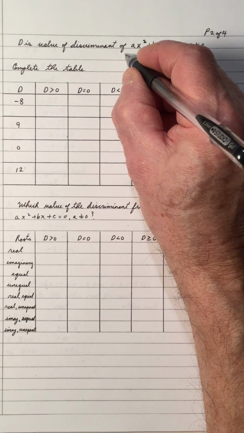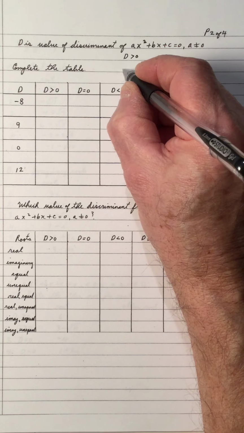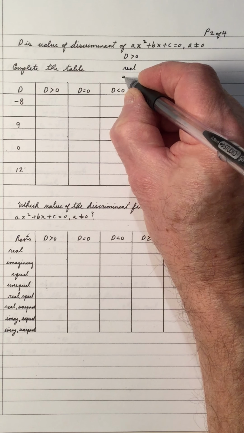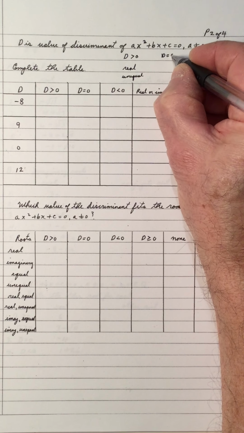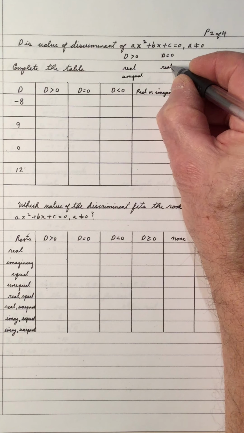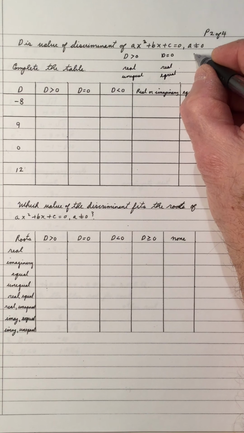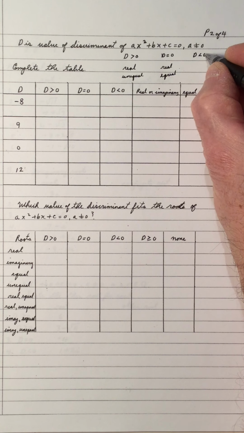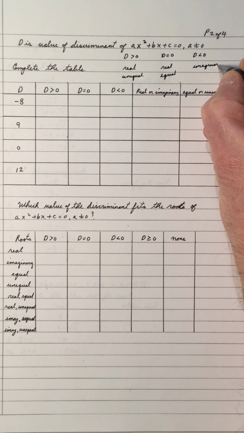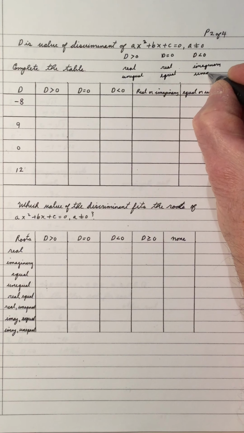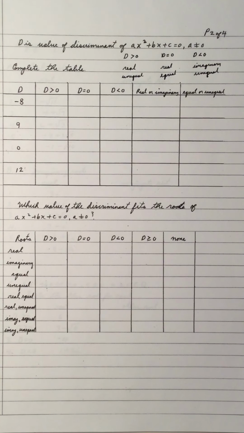Before we complete the table, in relation to D, the discriminant: if D is greater than 0, then the roots are going to be real and they're going to be unequal. And if D is equal to 0, then the roots are going to be real but equal. And notice, equal 0, equal roots. If D is less than 0, then the roots are going to be imaginary and unequal. So that was from the previous video. Now we're going to just reinforce and practice this again.